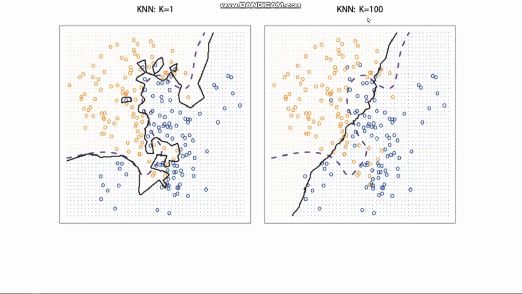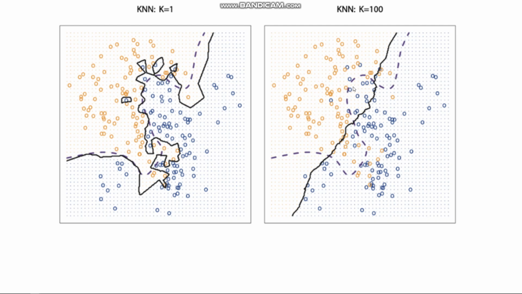For k equals 100, however, the boundary has straightened itself out too much. So a point in the space over here is more likely to be blue than it is to be orange. But it's in the orange group, according to this solid boundary, because if we're looking at the 100 closest neighbors to make our choice, there's just a lot more orange over here than blue. So this one is failing to capture the pattern that's actually there.